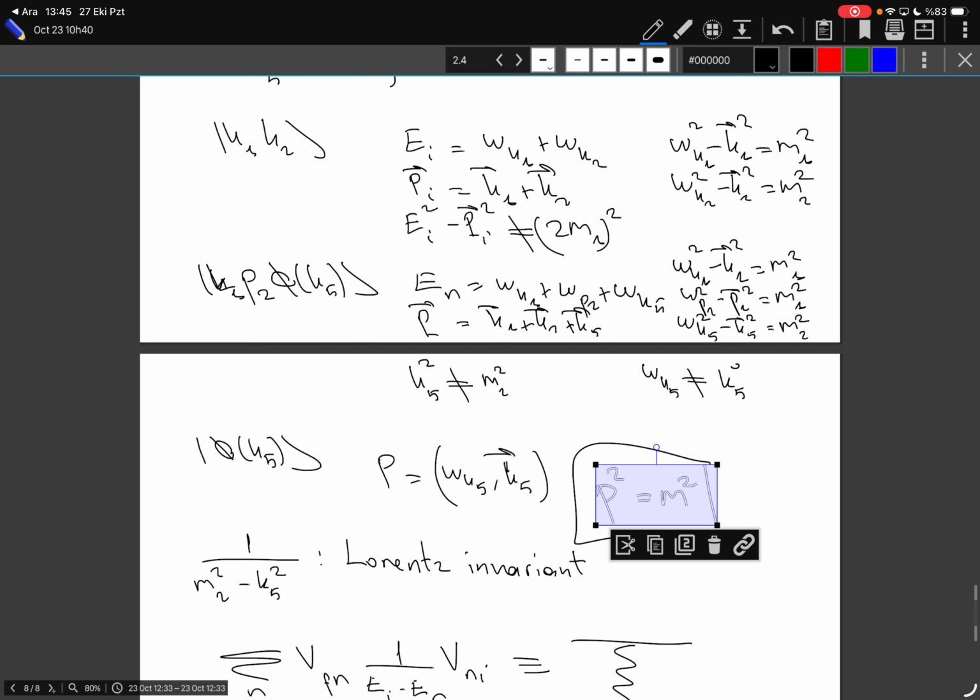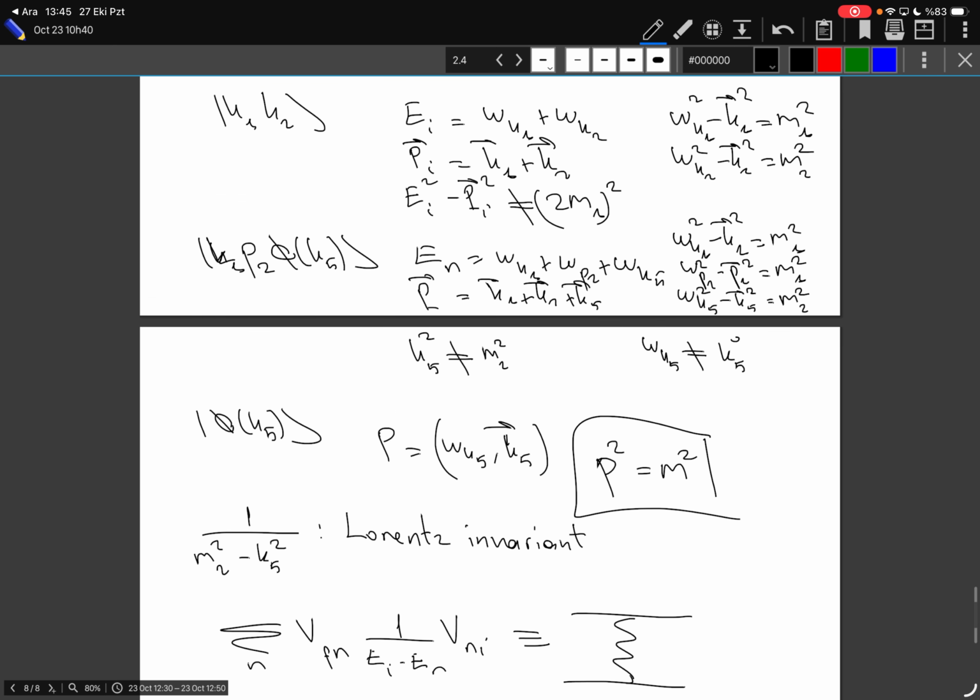This one, let's say, whose 4 momentum squared is equal to mass squared. This is what we call an on-shell particle. And we have other kinds of particles whose assigned 4 momentum squared is not equal to its mass squared. These are called off-shell particles.